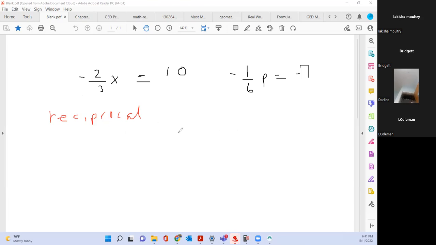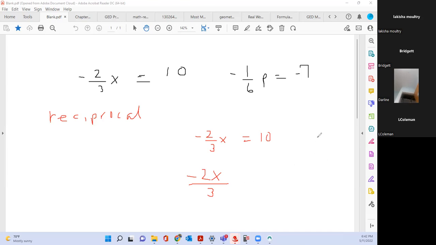I'm gonna break this problem down into 2 phases, right? -2/3 x. What does that really mean? What it really means is -2 times x, then I'm going to divide by 3. Hold on, listen to what I just said. -2/3 x means I'm multiplying by -2 and then dividing by 3. So it's 2 steps.